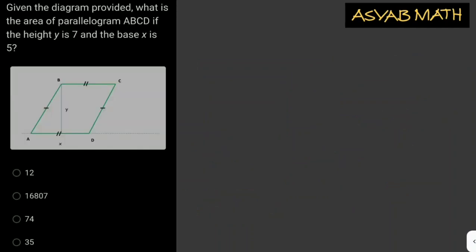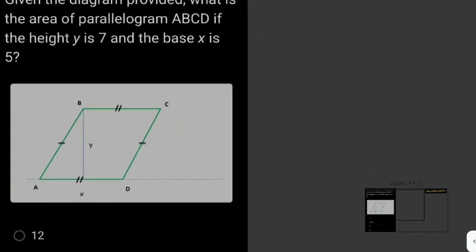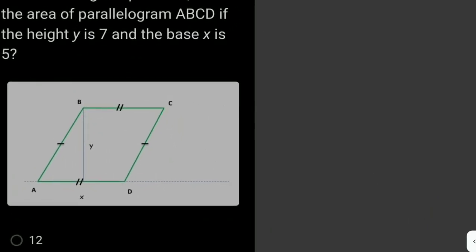Okay, let's solve this other problem here. Given the diagram provided, what is the area of parallelogram ABCD if the height y is 7 and the base x is equal to 5? So this is equal to 5 and this is equal to 7.